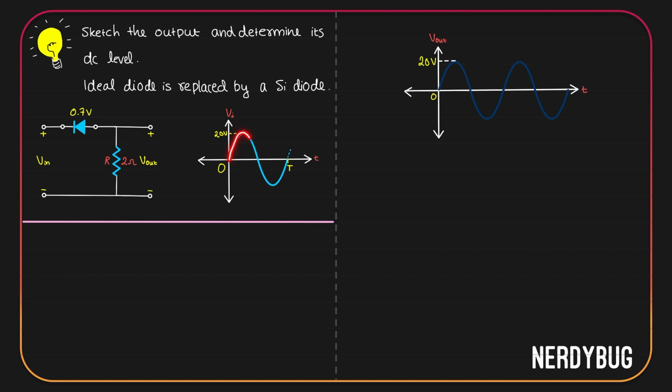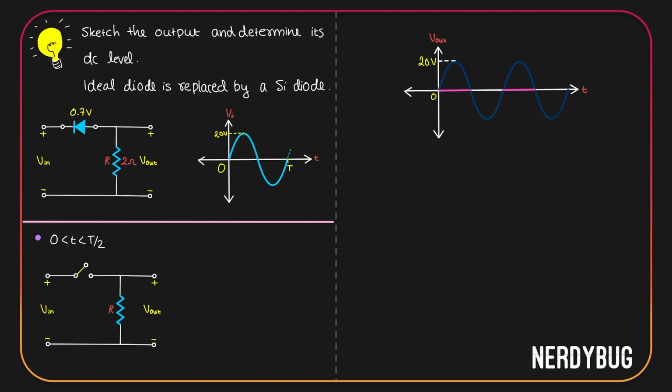Now, in the first half cycle, voltage is positive. So the diode will get positive potential here and negative potential here. It is reverse biased, so we can model it as an open circuit. Since the circuit is open, just like in the previous case, V output is going to be 0. Let us plot it on the graph.